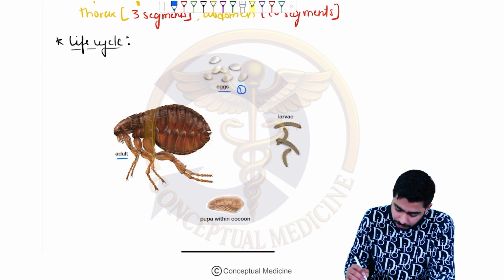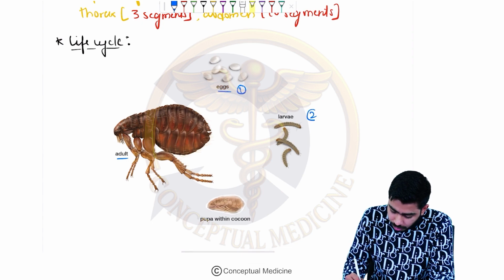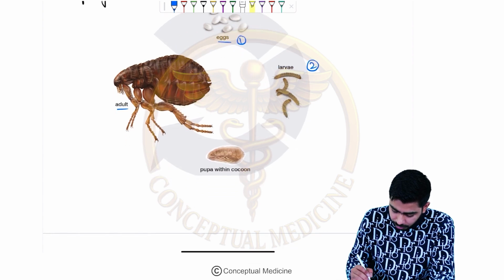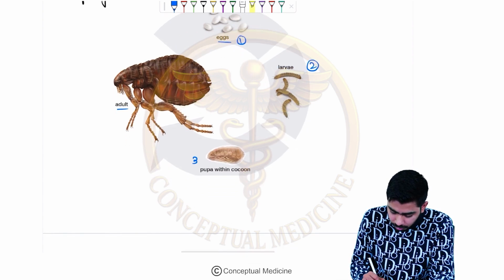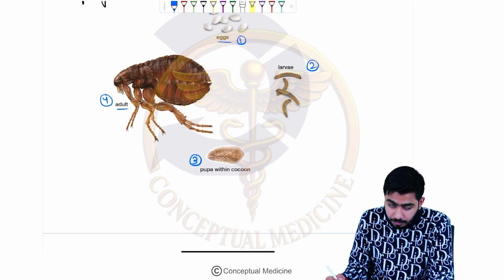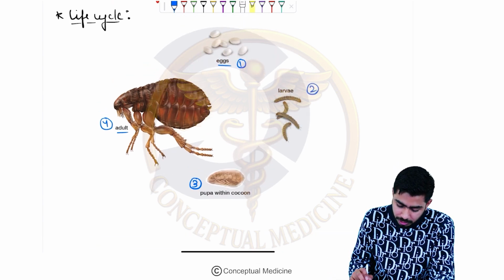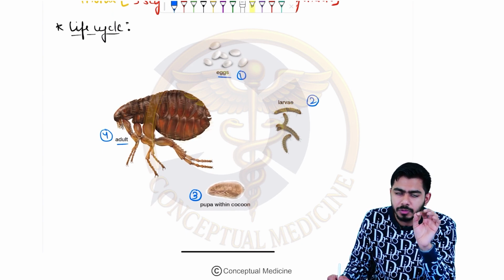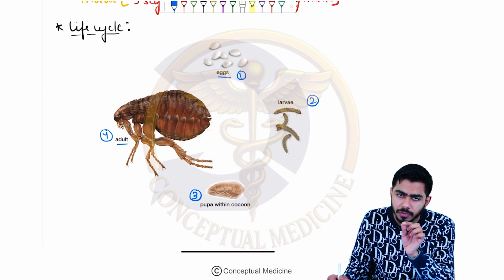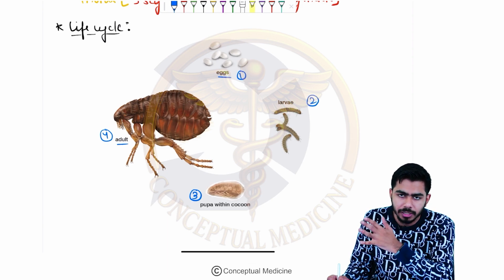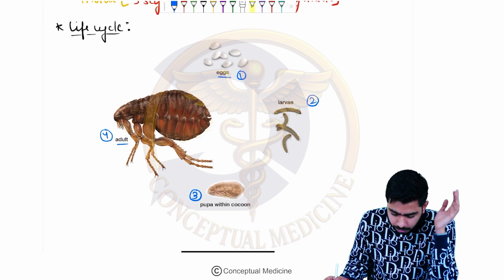After laying the eggs, the eggs convert into the larvae. After the larvae, there would be the pupa. It would be the 3rd stage, and then at last the adult will be formed. That will be the 4th stage. So how many stages are there in the life cycle, guys? There are 4 stages: egg, larva, pupa, which has the cocoon, and then at last the formation of the adult.